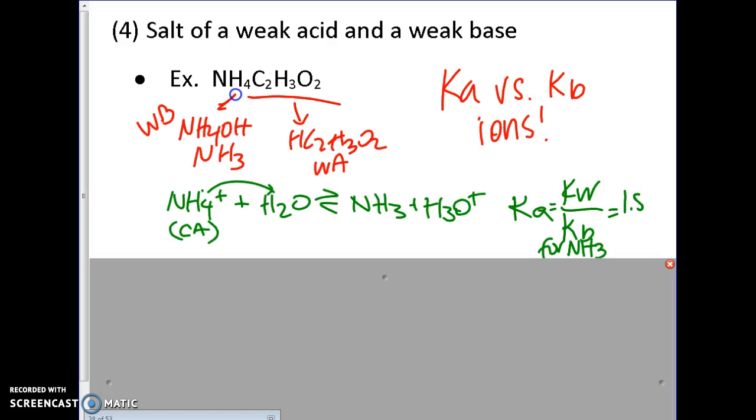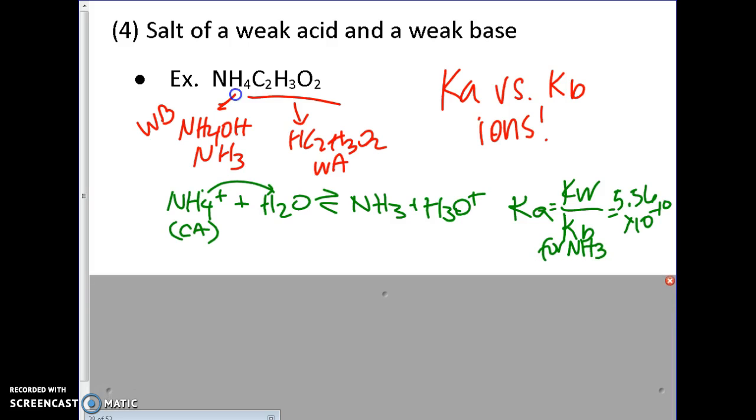And that was 1.8 times 10 to the negative, oops, that's actually a lie, that was 5.56 times 10 to the negative 10, because it was Kw divided by the Kb value, and the Kb value for ammonia is 1.8 times 10 to the negative 5th. The second dissociation, all right, a little small down here, is acetate.